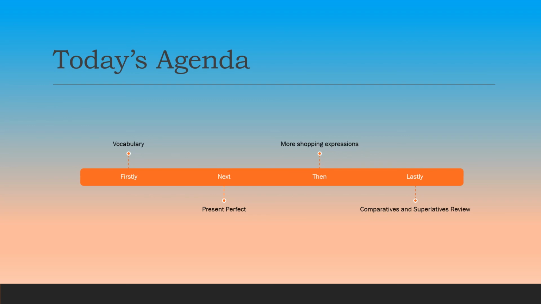And we're going to talk about comparatives and superlatives, and actually we're going to combine shopping and comparatives and superlatives. If you remember from last week, we already talked about comparatives and superlatives, but we're going to talk about them again in relation to shopping, okay?